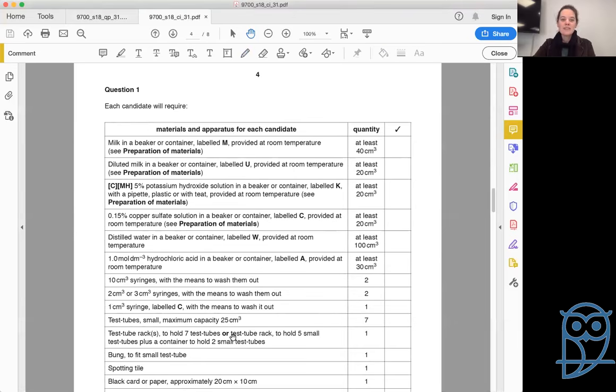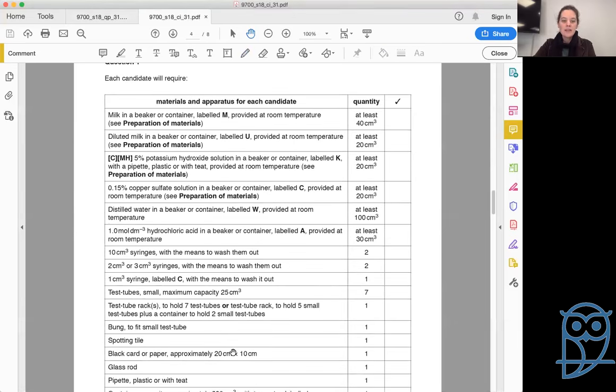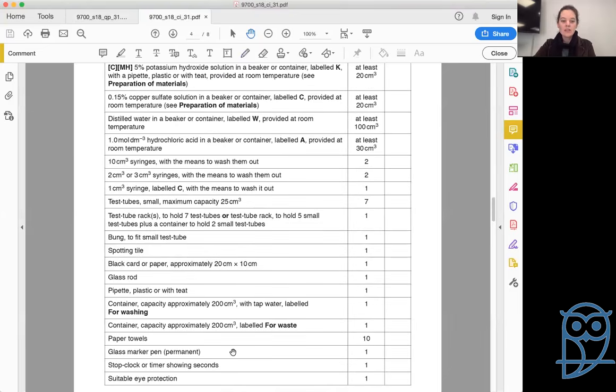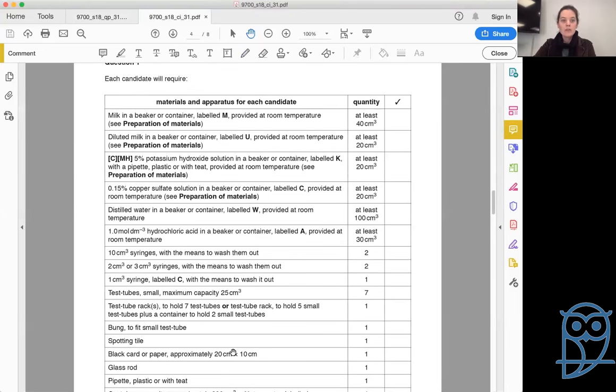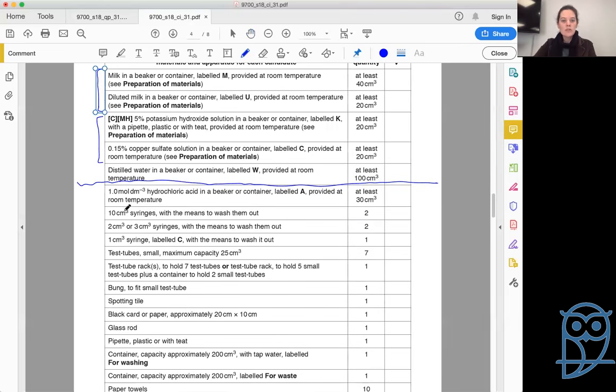For question 1, each candidate will require, and there is the full list of everything that's going to be on your bench. So here at the top, here's our M and our U, okay, that we talked about. Here is our K and our C for our burette, and there is our distilled water. So all of those are our solutions. Okay, so we also see here that we've got another solution on our bench, which is hydrochloric acid. So we haven't come to that one yet.